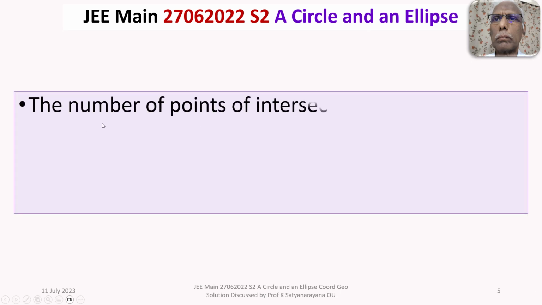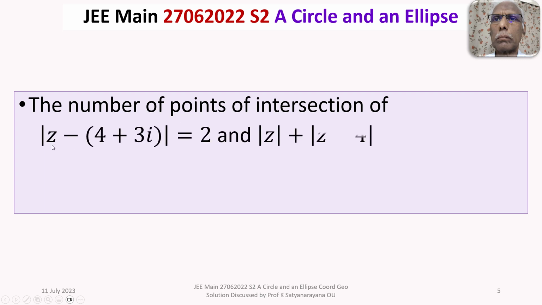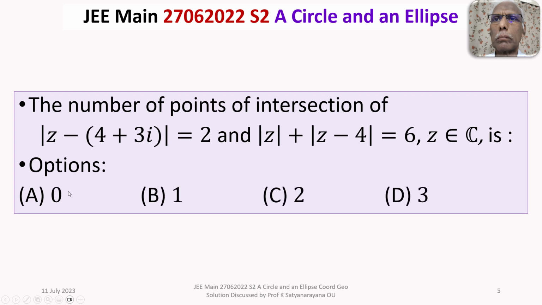The given question is: the number of points of intersection of mod of z minus (4 plus 3i) is equal to 2 and mod z plus mod z minus 4 is equal to 6, where z belongs to the set of all complex numbers, is. We are given four options. Option A 0, option B 1, option C 2, option D 3.